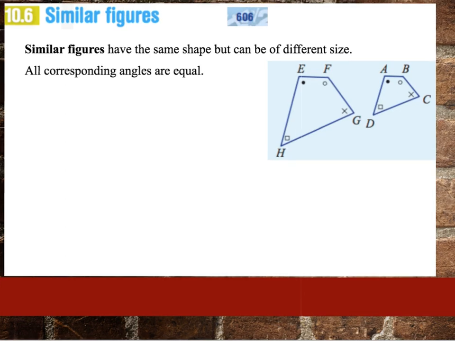All the corresponding angles are equal. So if we're looking at these two figures, we can see that E and A correspond, they're equal, B and F are equal, C and G are equal, and D and H are equal.